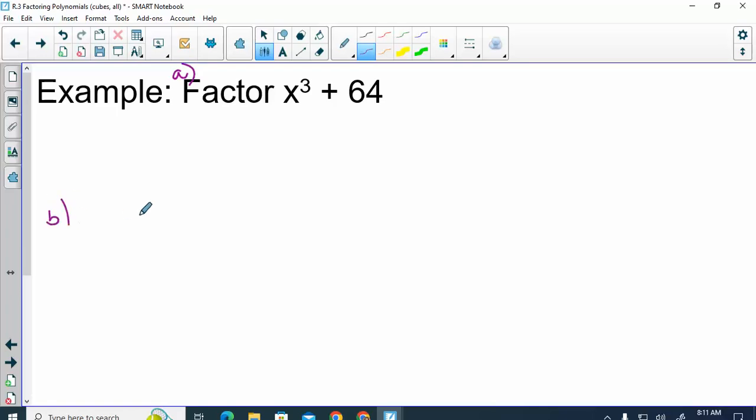I'm going to put 2 up here. If we get those, then we'll move on. First one, the A would be your x. Your B, what to the third gives you 64 is 4. So A squared minus AB plus B squared.